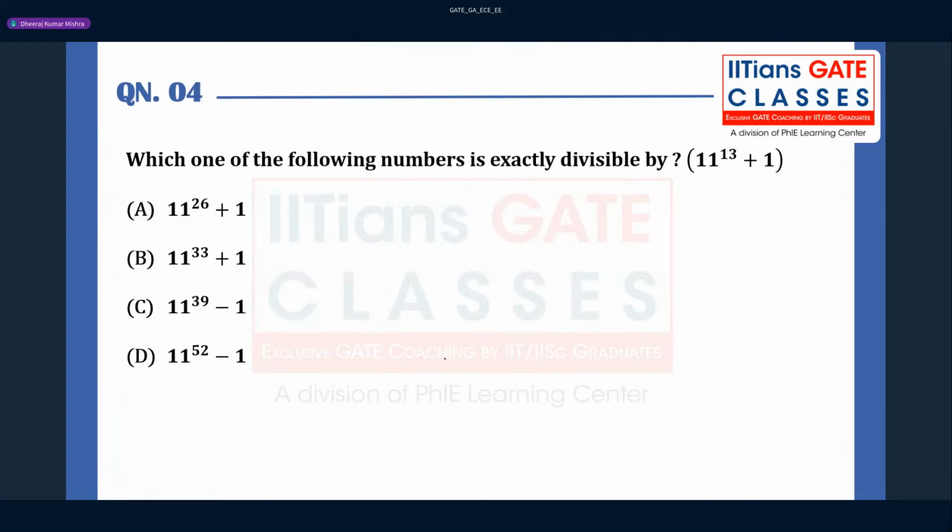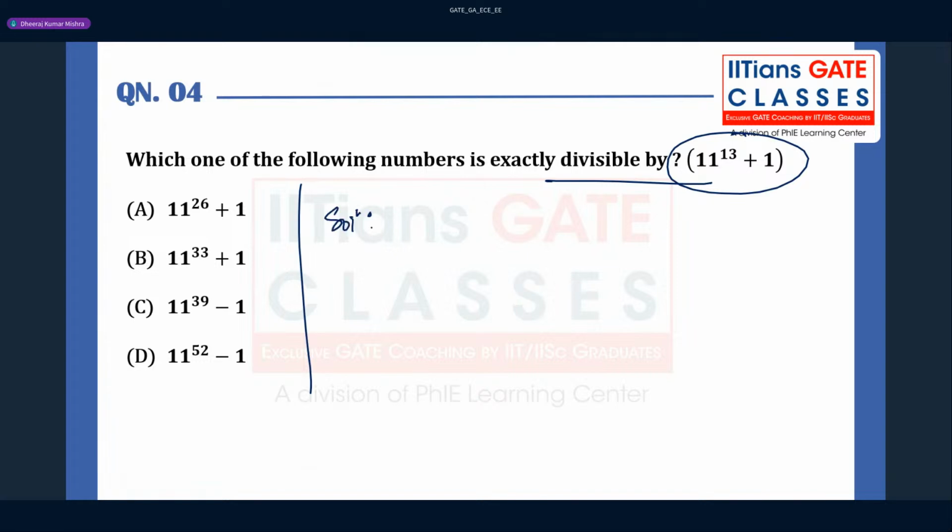Yeah, so let us see this question from number system, guys. This question is very important, and you can see here: which of the following numbers is exactly divisible by 11 to the power 13 plus 1, right? So this question demands some concept, okay? I believe everybody has covered some sort of concept. You have to take some number and divide by this number. It looks very big if you use a calculator and all.